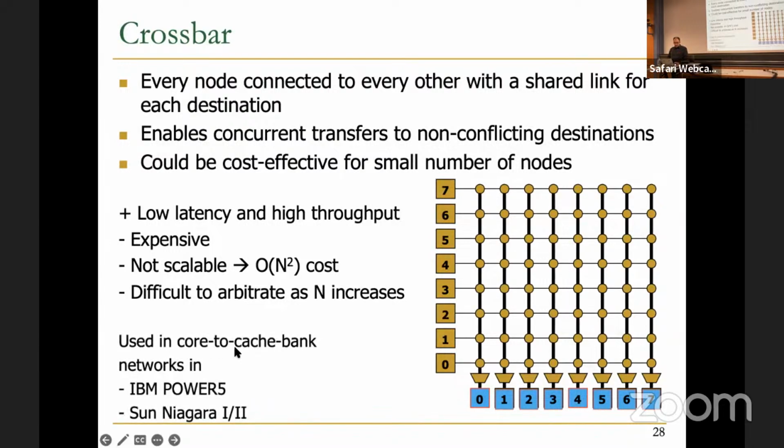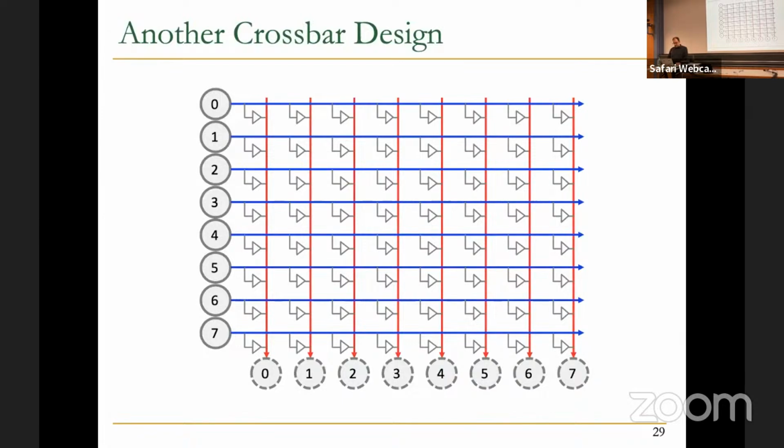But this is used in core-to-cache-bank networks in IBM Power 5 and Sun processors. It's in GPUs also. I'm not completely sure of the exact network, but many research papers have considered a crossbar to connect the GPU cores to the last-level L2 cache banks. As long as the number of cores and the number of cache banks are not that many, a crossbar can be implemented in real chips.